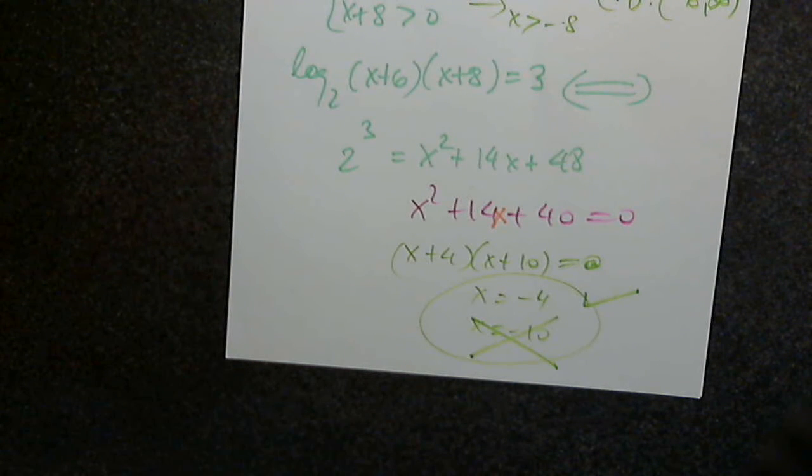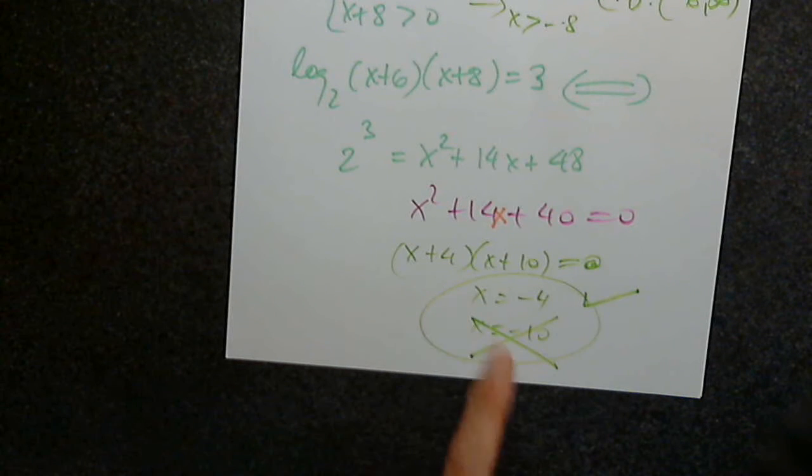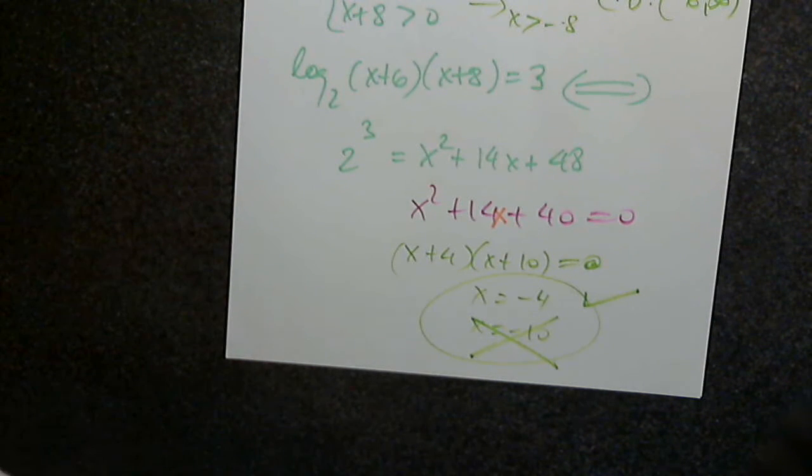Right, but you want to know where that 40 came from? I have 48 minus 8. I have to set it equal to 0. If I don't have it set equal to 0, I cannot factor. So you combine with the 2 to the third. Yes, I subtracted 8 from both sides. Is that okay?